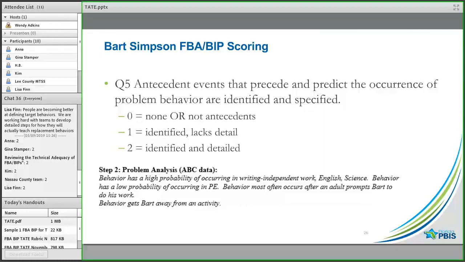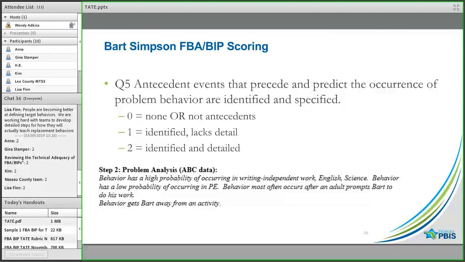However, what I always tell people as a hint is look at the examples that we list for 2s and the examples that we list for 1s on the rubric. This is so close to an actual example on the rubric for a 2, which is prompted by an adult to work. And so that's why it's given a 2.